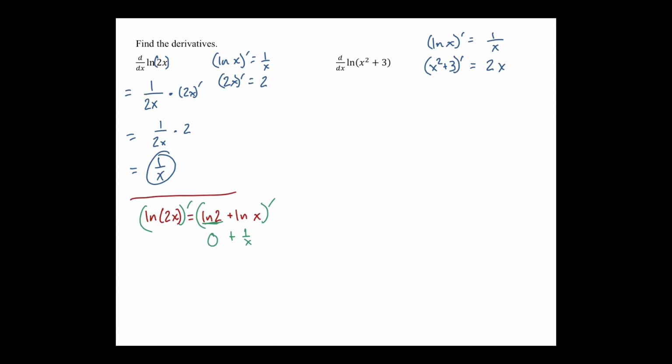Let's now use the chain rule to figure out the derivative of this one right here. Okay, the outer function is ln, so the derivative is 1 over x, but it's not just x here, it's x squared plus 3. Leave the inner function alone. And now we need to multiply this by the derivative of the inner function. The derivative of the inner function is 2x, as we computed on the right. So this is going to be 2x over x squared plus 3.